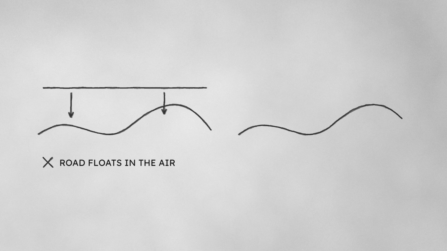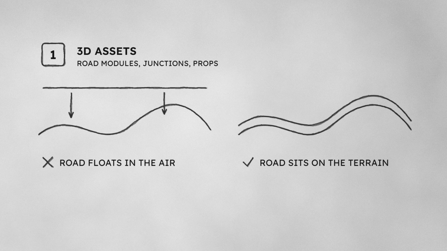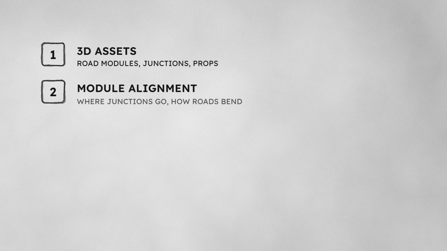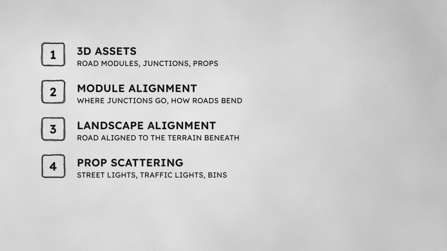And to ensure that the road actually looks good, we also have to take care of the road aligning itself with the landscape, or the landscape aligning itself with the road, so the road is not flying around in the map. So to sum it up, we need some 3D assets, some road modules with the correct textures, for straight streets, for different junctions, and we need some props like the street lights, traffic lights, bins, etc.